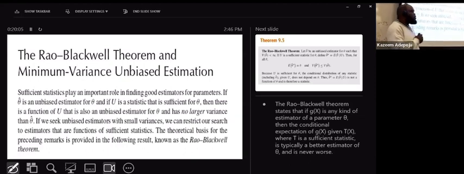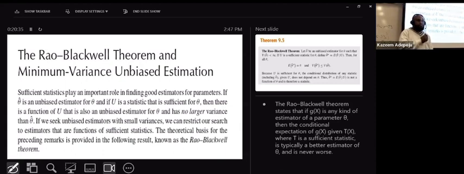Rao and Blackwell actually came together. When I say Rao, I'm referring to C.R. Rao, the popular C.R. Rao in statistics, and David Blackwell. They came together and gave us a theorem, and that very theorem can be used to improve on the efficiency of our estimator. How can we do that? They use the knowledge of sufficient statistics.